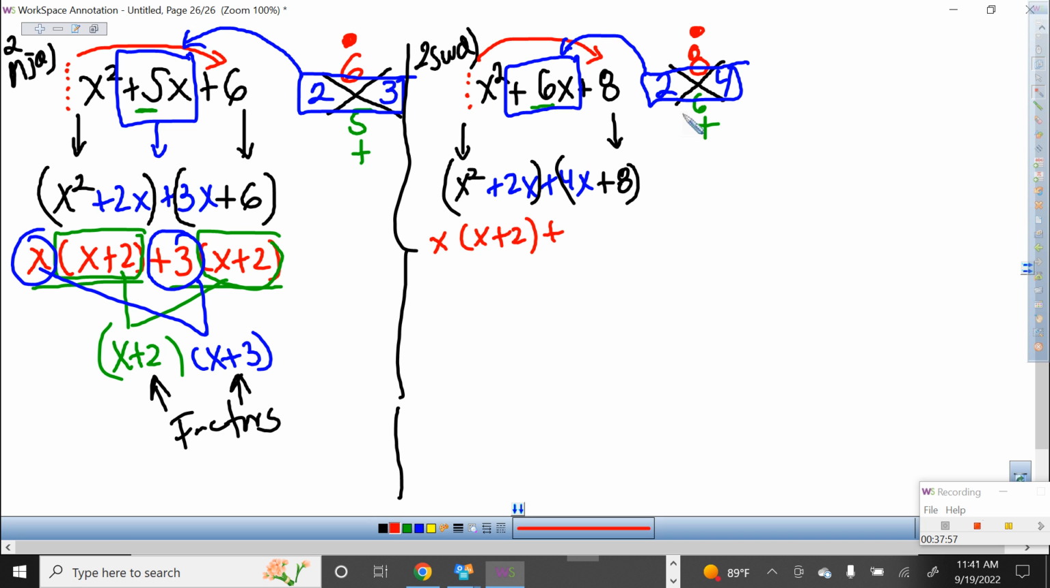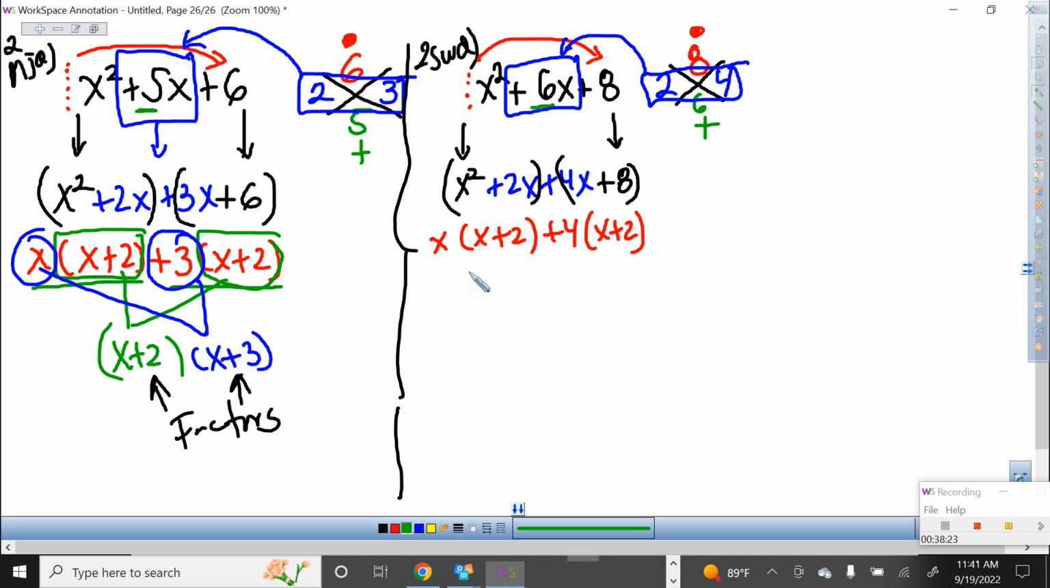4 and 2? Yeah, that's fine. It works the same. You'll still end up with the same thing. You'll see right now. So GCF here, guys? Greatest? 4, yes. And we're left with x plus 2.